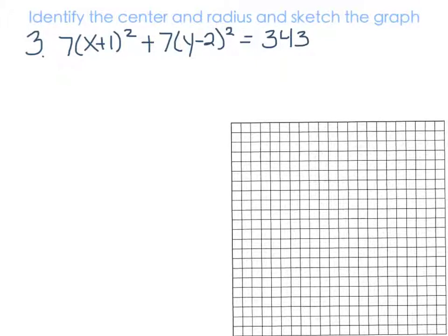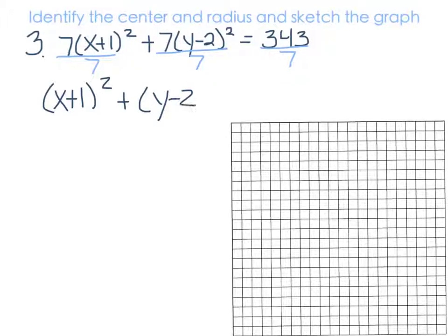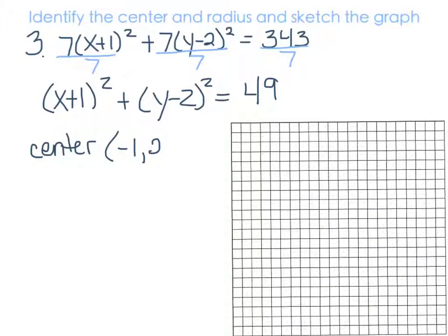Okay, next one. 7 times x plus 1 all squared plus 7 times y minus 3 all squared equals 343. Just like in the last problem, we talked about there can't be coefficients in front of the squared parts. So we need to get rid of this 7, and the way you do that is to divide each term by 7. So we're going to have x plus 1 all squared plus y minus 2 all squared equals 49. That means our center, h and k, will be -1 and +2.